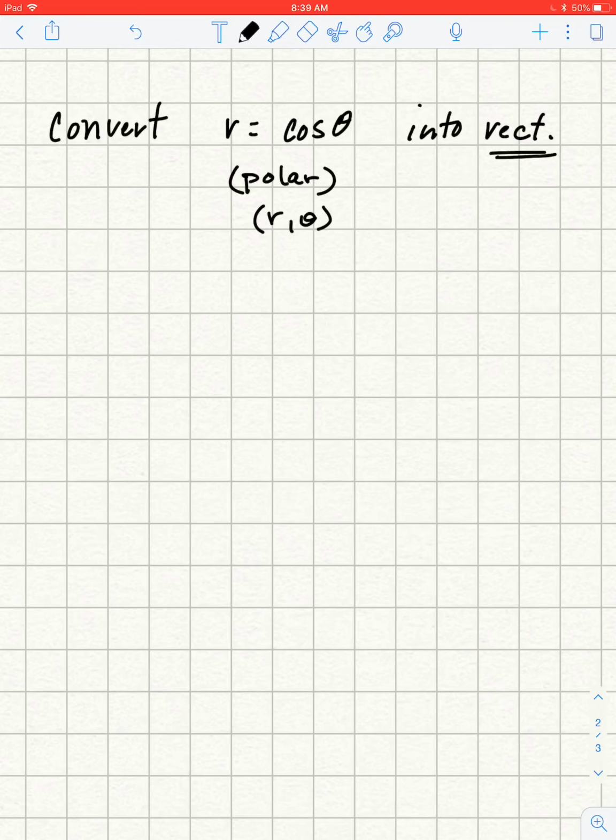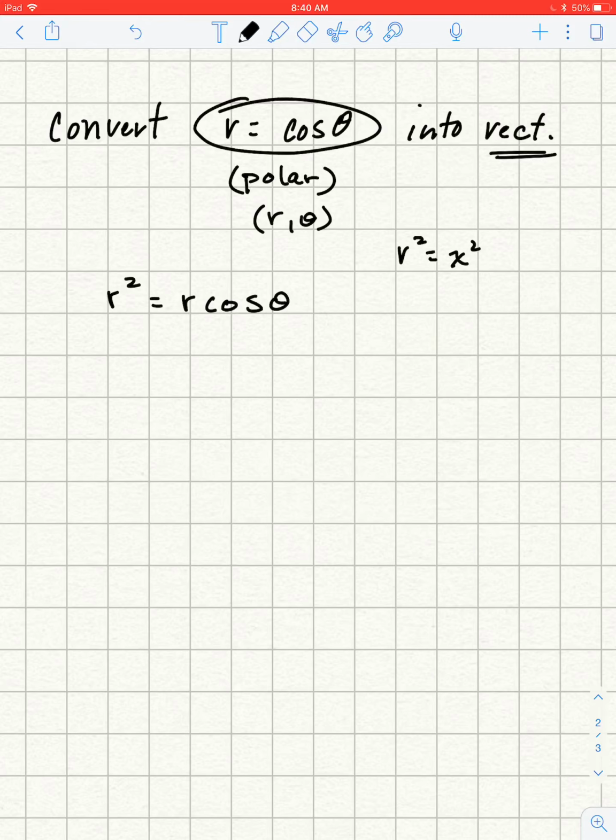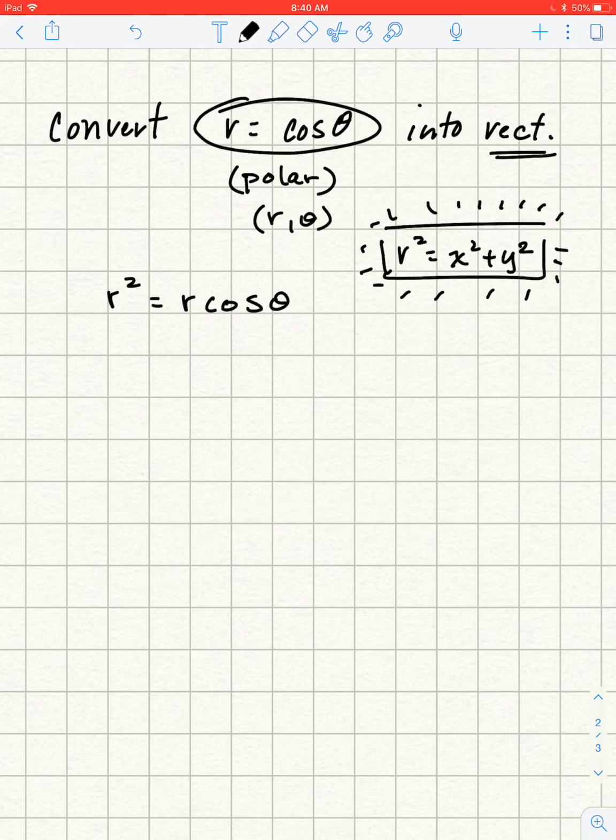So the first thing I want to do is multiply both right and left side by r. The reason why I did that was because we know that r squared is equal to x squared plus y squared. Try to remember that, very important. Okay, so we could change this to x squared plus y squared.